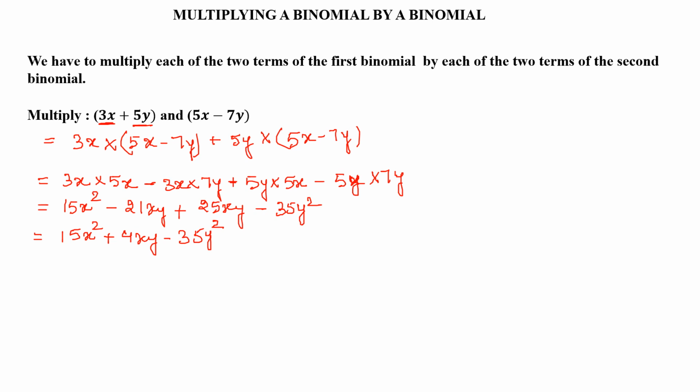So this is the multiplication of one binomial by another binomial, and here you can see each term of the first binomial is getting multiplied with each term of the second binomial, isn't it? If you see here, each term is multiplied by each of the two terms of the second binomial. So now we will see how to multiply a trinomial and a binomial.